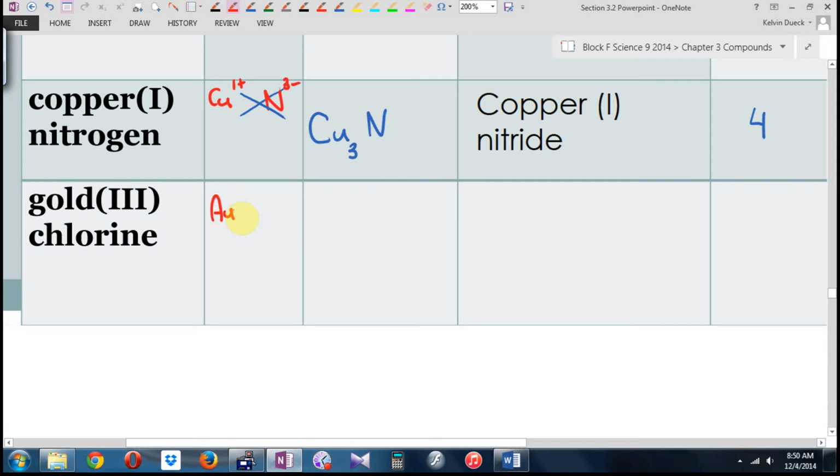Gold, is it multivalent? Which ion charge do they want me to use? 3 plus, which is the most common one. Chlorine, minus. Okay, now I'm going to see if I can, without drawing the arrows, can you see what the formula is going to be? Au Cl3. Okay.